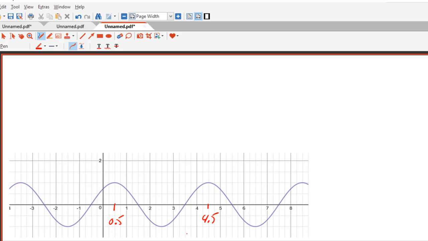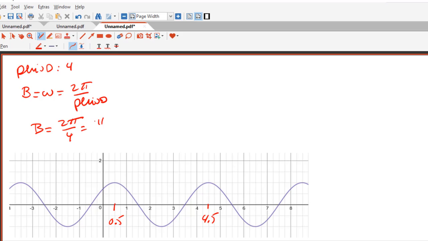So then from here to here, looks like the period is 4. So I got a period of 4. Great. So what does that mean about concern b or omega? Well, 2 pi over the period gives me that value. So quickly, b is going to be 2 pi over 4 or pi half. Great. I got my b.